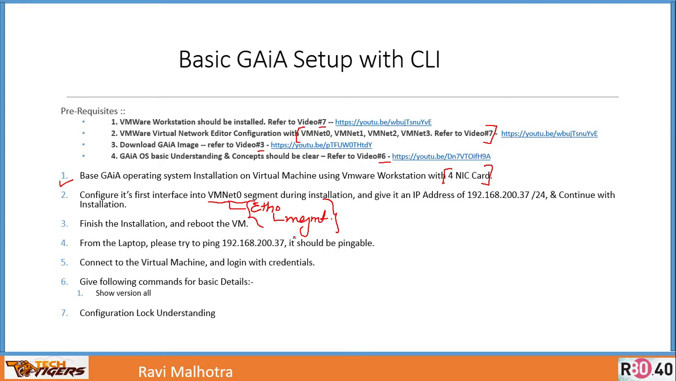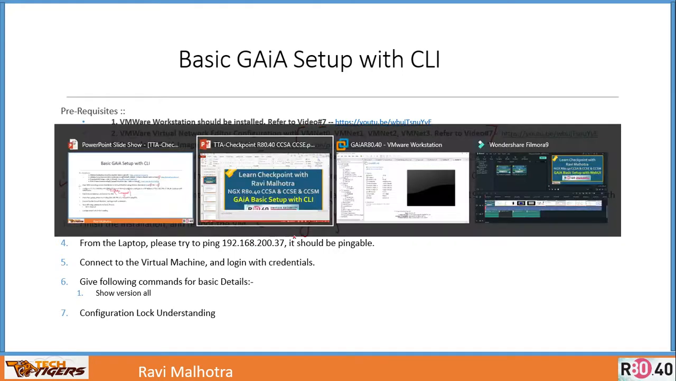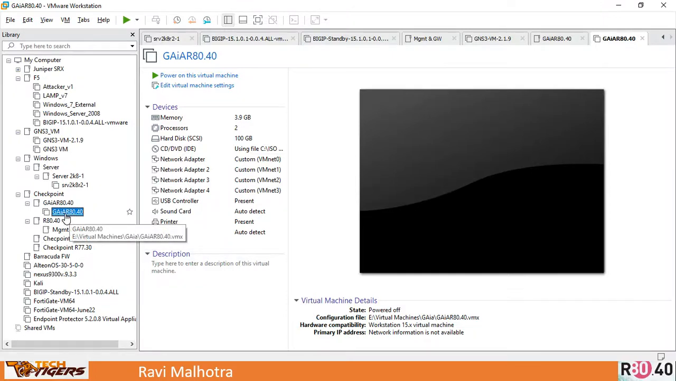So let us do that, guys. Most of the stuff we already have with us. That's the image that we created in the last video. Let me show you. It has 4 interfaces: network adapter 2, 3, 4. Look at the sequence. Network adapter is in VMnet 0. That's my management VLAN, 192.168.200.0. This is my VMnet 1, this is my VMnet 2, this is my VMnet 3. Refer to my video if you want to look into the VMware network editor configuration.